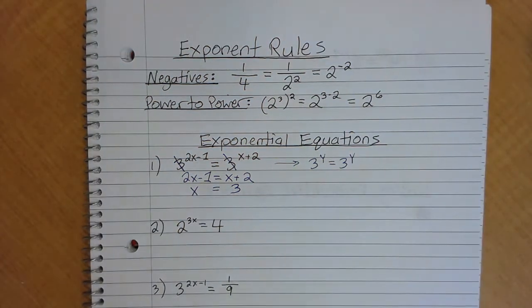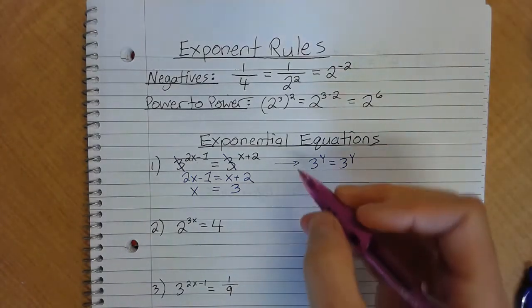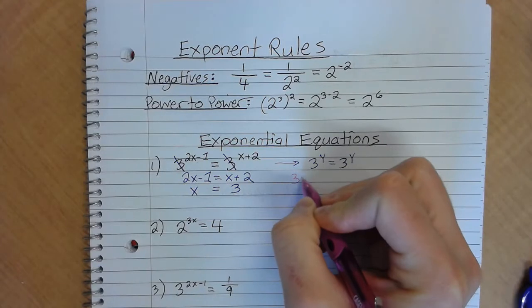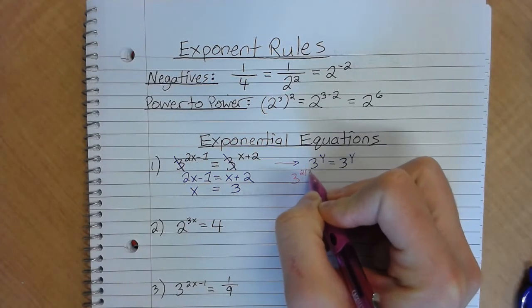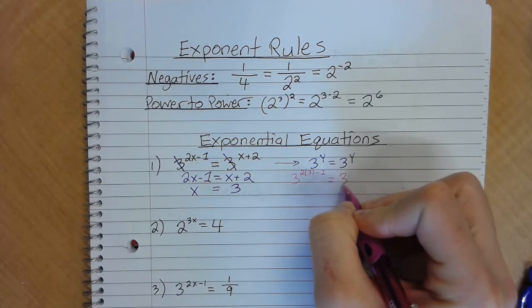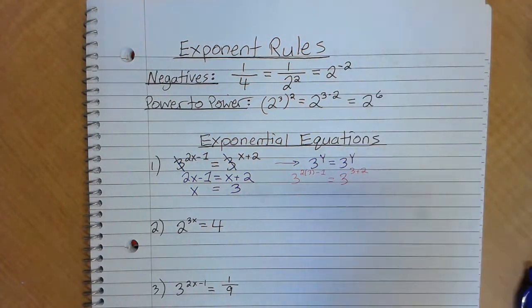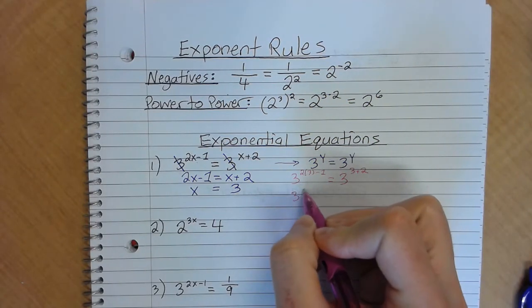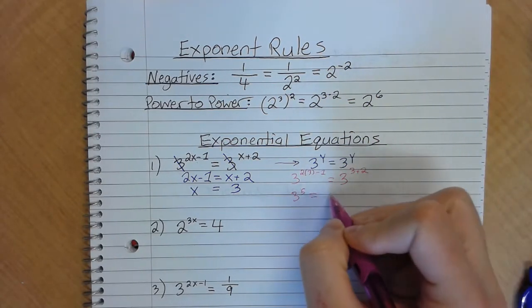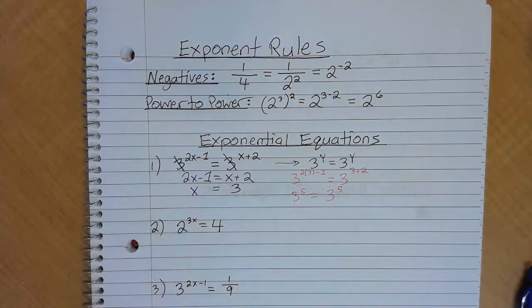Not required, but very often it's a good idea to check your work as you go to see if you did it right. So let's check that just for this first one. We would be doing 3 to the 2 times 3 minus 1 should be equal to 3 to the power of 3 plus 2. Some quick solving gives us that 3 to the 5th ends up being equal to 3 to the 5th, which is definitely true.